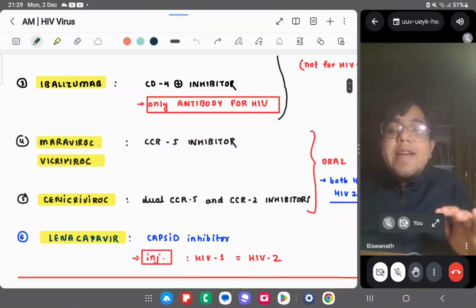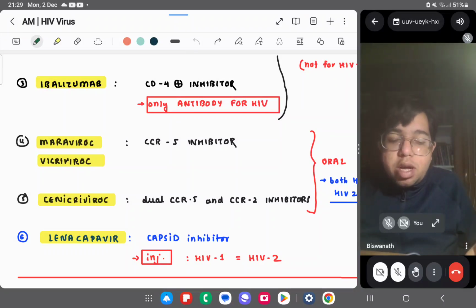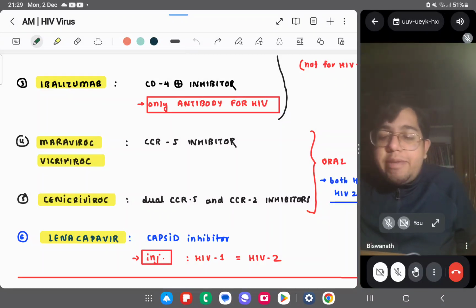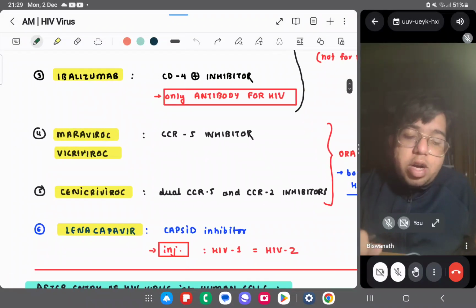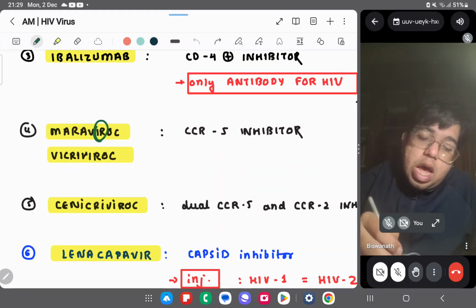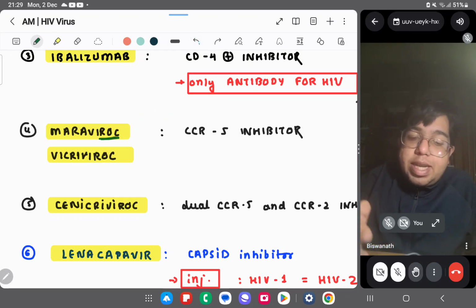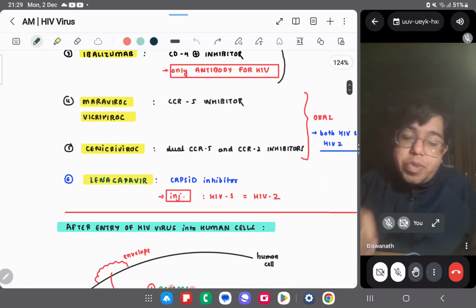Then we have CCR5. What is CCR5? Co-receptor. So we have Maraviroc and Vicriviroc. Mara means kill, kill means HIV. We are basically preventing the kill, right? So Maraviroc: VIR means virus, and COR is the co-receptor. So Maraviroc and Vicriviroc are basically inhibiting the co-receptor, CCR5.